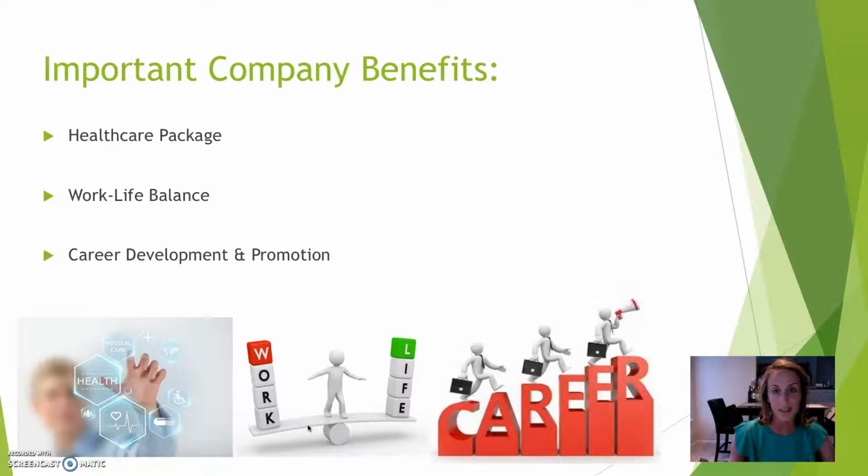So the next piece is about benefits. Important company benefits: healthcare package, work-life balance, and career development and promotion. Benefits packages have become a key piece when it comes to people searching for a job. In today's workforce, companies are constantly striving to keep their employees happy.